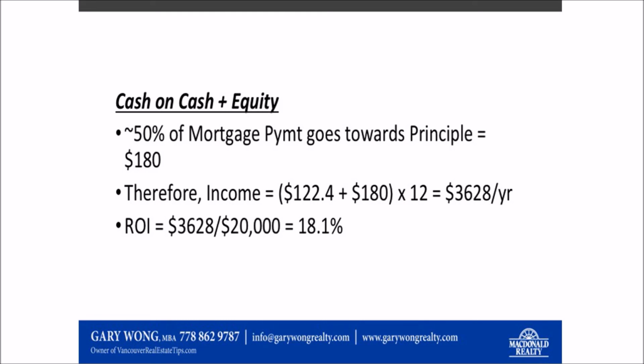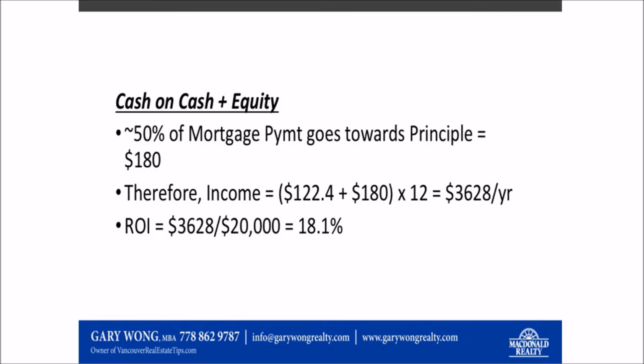So how much money is that per year? $3,628 a year divided by your down payment of $20,000. All of a sudden, it's 18.1% return. So, better than your 7.3%. 18.1%. So that's if your property never goes up in value.